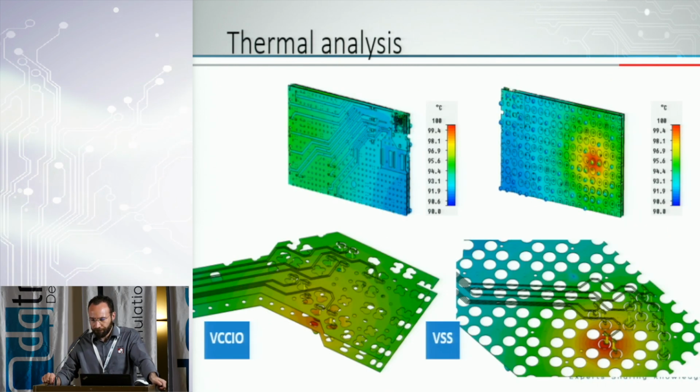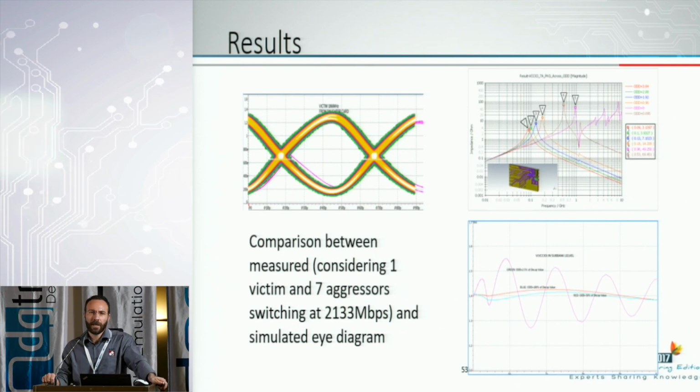But remember the thermal aspect. We need to take care of this also, because the thermal impact changes the material properties. And if the material properties change, also the signal power integrity results change. Sorry, let me go back one slide. This nice eye diagram is evaluated at room temperature, 25 or 20 Celsius degrees.